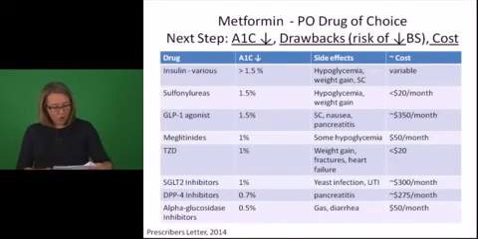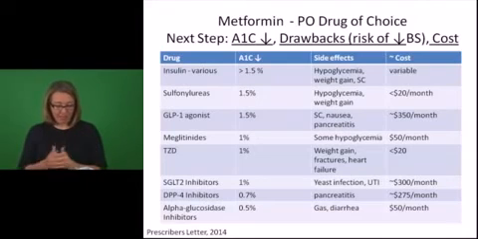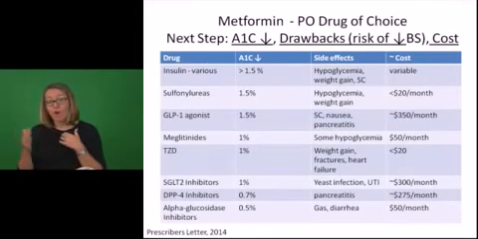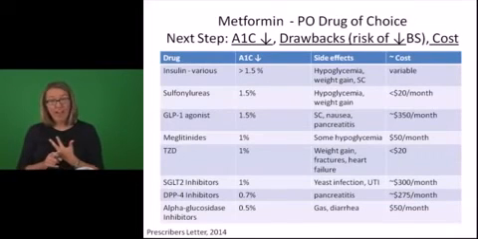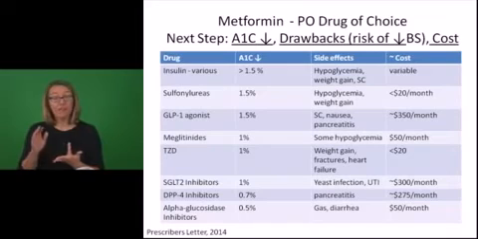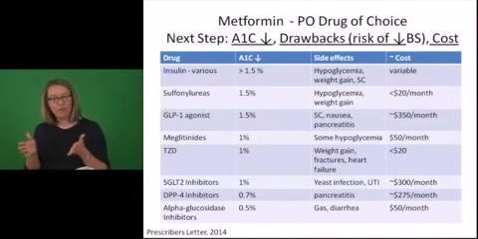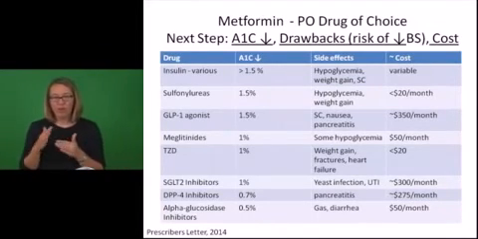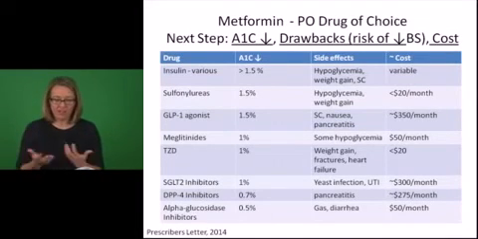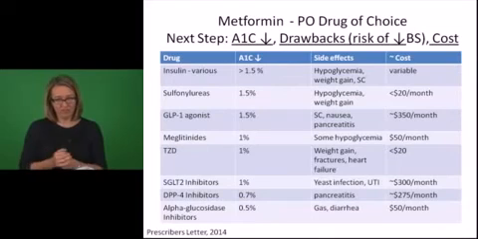So there's no clear prescriptive recommendation on which agents to add to metformin, but it should be patient-centered, and it should be based on how far away they are from their goal once they're maxed on metformin, the drawbacks and the risk of side effects and risk of hypoglycemia, and the cost. And so this table is really helpful when you're asking the age-old question, I've got someone on metformin, and what do I add next? And the answer is, it depends.